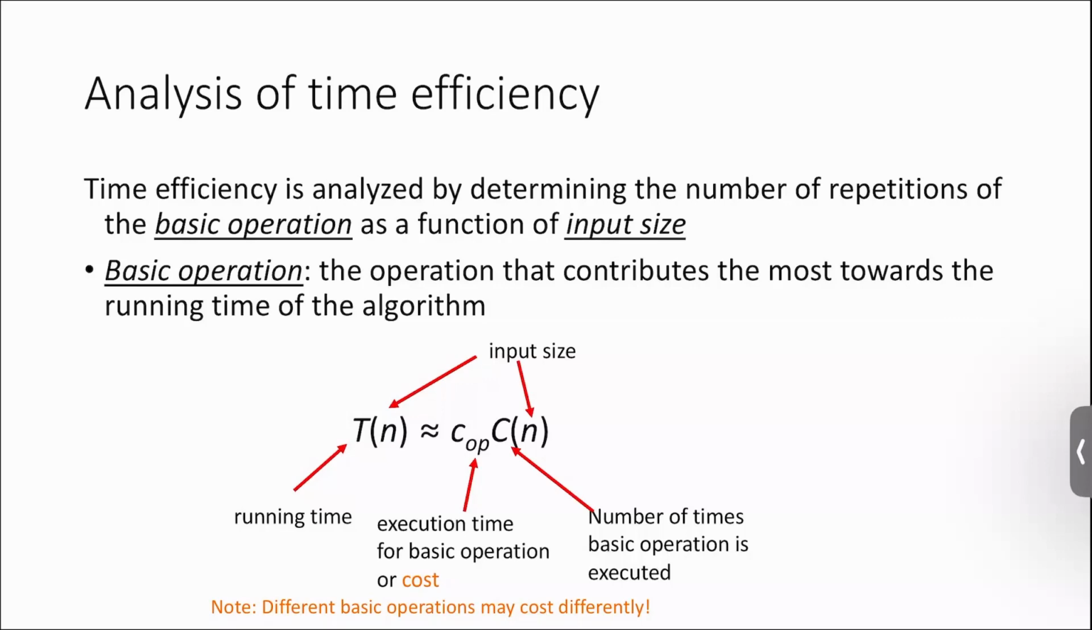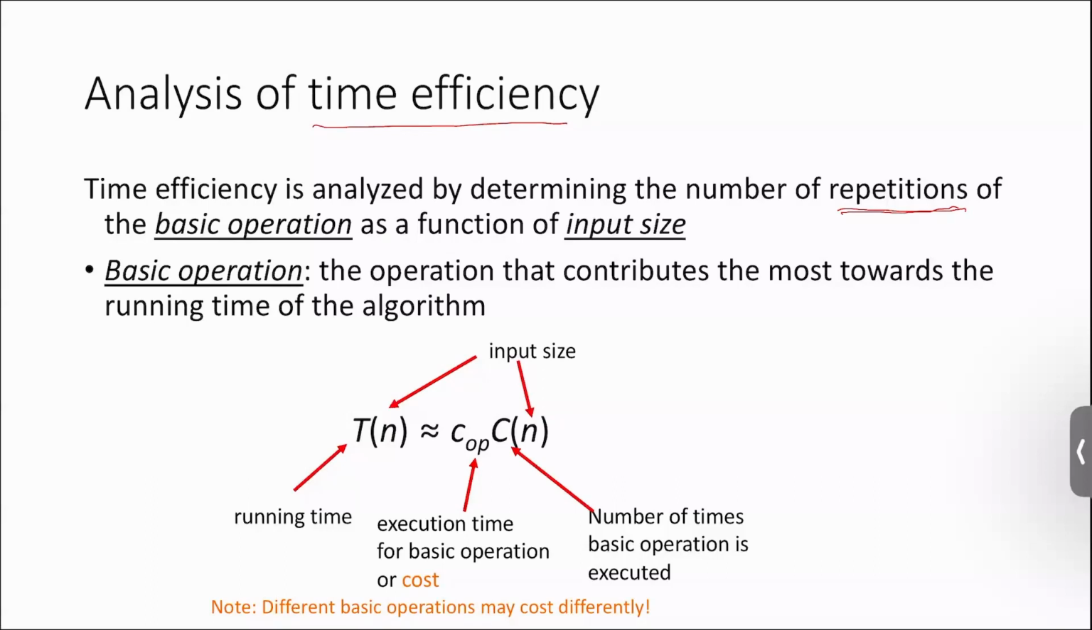Just to summarize the previous lecture, the time efficiency of an algorithm is analyzed by determining the number of repetitions. I mean, we were checking the loops, how many times they are repeated. What we are checking is the basic operation. What do we mean by the basic operation?